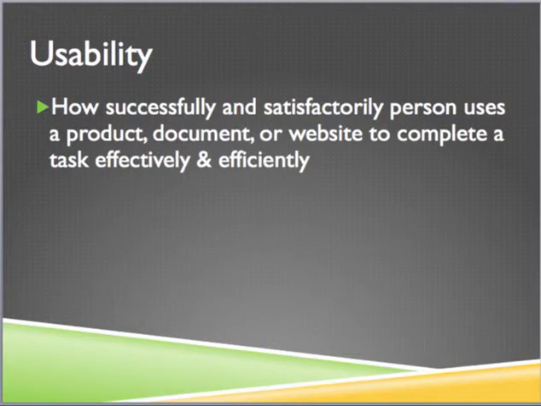Usability is defined as how successfully and satisfactorily a person uses a product, document, or website to complete a task effectively and efficiently. Usability is not just about how useful a product or document is, or even about how easy it is to use. It's about how the user perceives the product or document. And the best test of usability is whether or not users find that a document or product, including websites, can help users use a product or help them reach their goals.